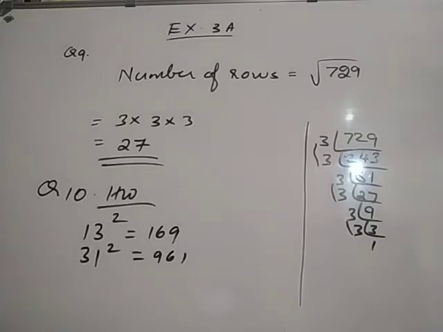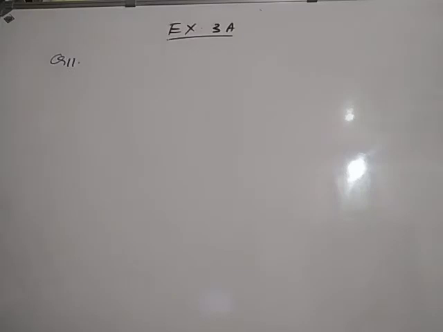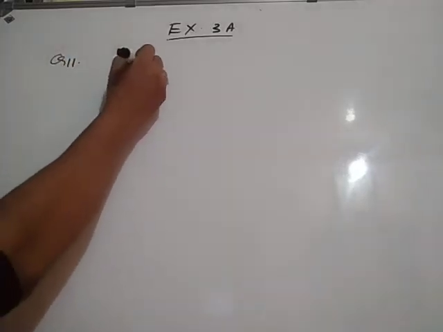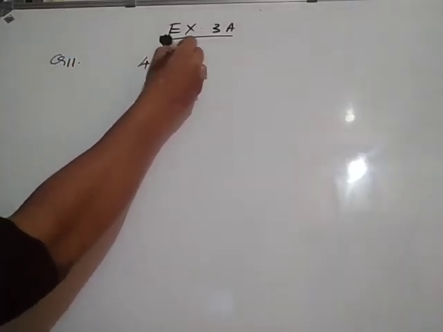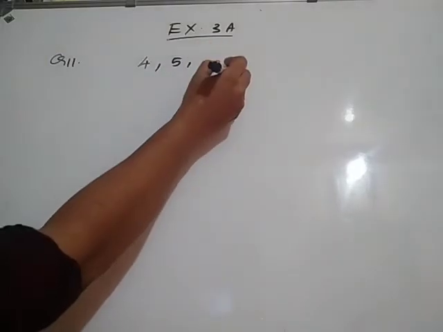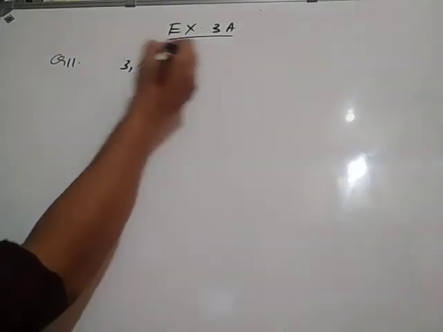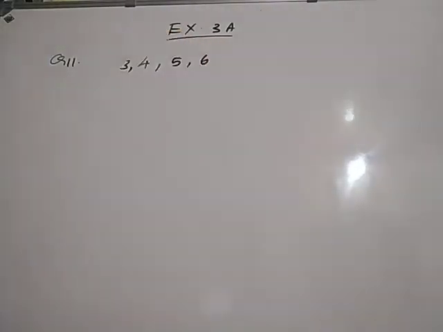Now the next is question 11. Question 11 is find the smallest perfect square divisible by 3, 4, 5 and 6. You need to find a perfect square number.